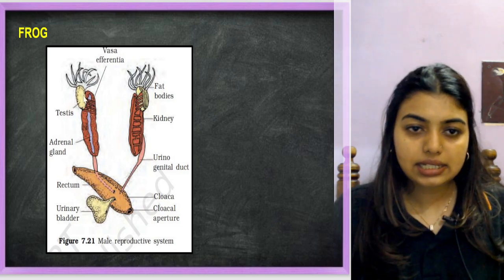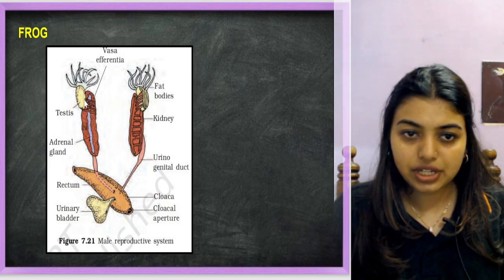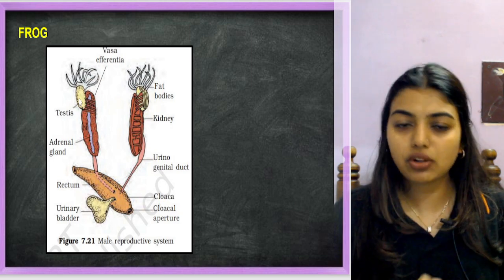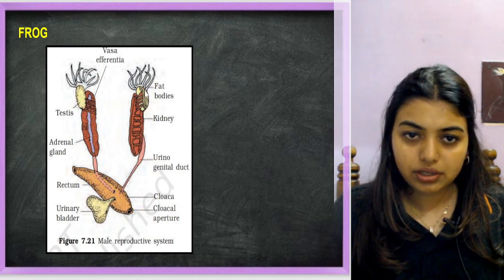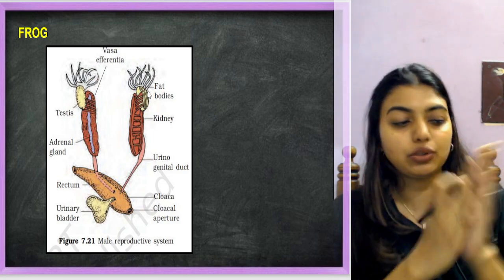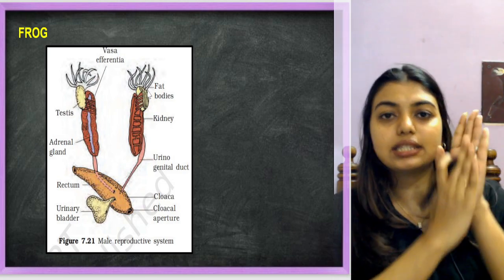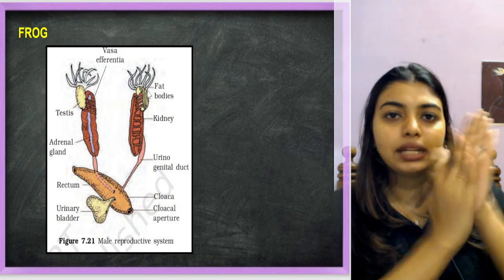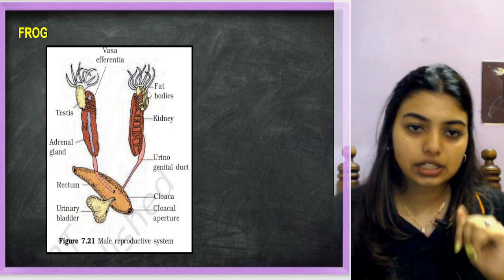Can you see this is the testis and how they are attached? Here the vasa efferentia is there, and you cannot see the attachment exactly, but you can look here. These are the double folds of peritoneum that let the testis be attached with the kidney.